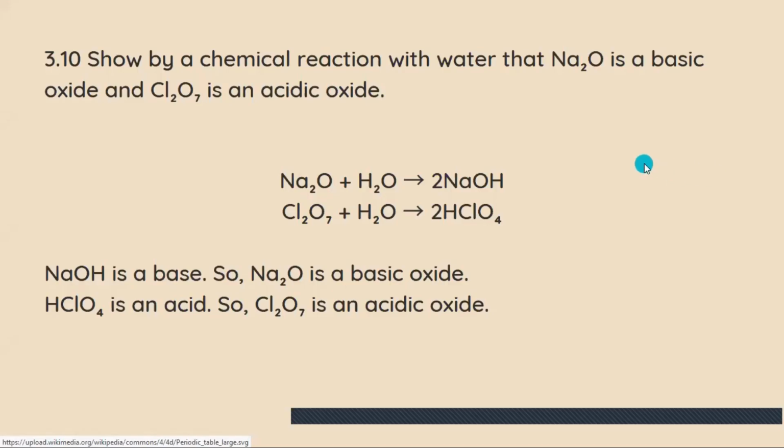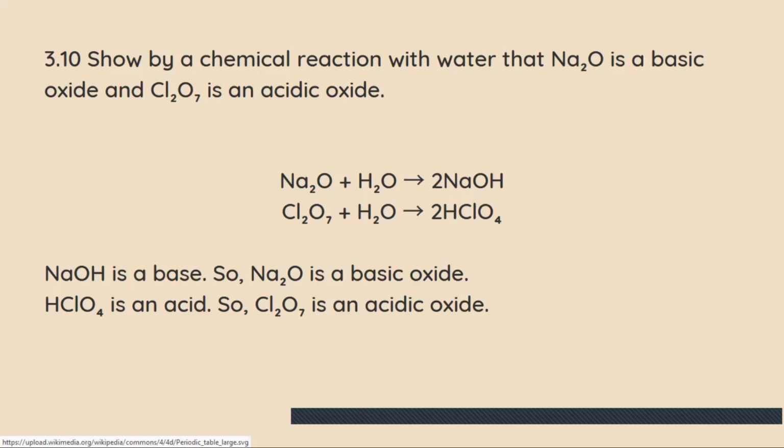Show by a chemical reaction with water that Na2O is a basic oxide and Cl2O7 is an acidic oxide. The easiest way to remember the fact that there are acidic and basic oxides is their reaction with water, or when they are dissolved in water. So when sodium oxide is dissolved in water or reacts with water, it leads to the formation of sodium hydroxide, which is a base. So sodium oxide is the basic oxide.